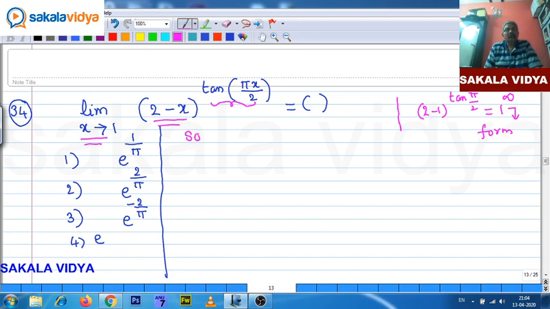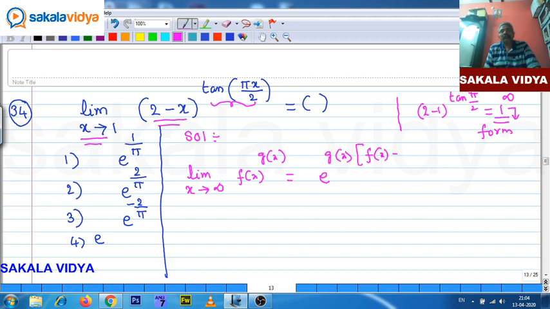So, now we have one formula, let me discuss. Limit x tends to infinity, f of x to the power of g of x, which is in the form of 1 to the power of infinity. Then this we can write as e to the power of limit of g of x into (f of x minus 1). You remember this shortcut.